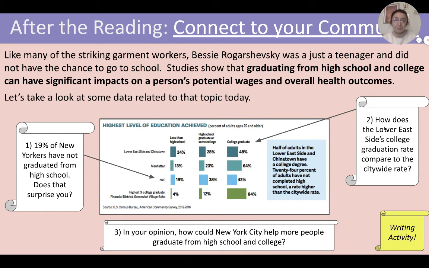The second one, how does the Lower East Side's college rate compare to the citywide rate? So we'd be comparing this up here with this blue one down here for New York City. And in your opinion, how could New York City help more people graduate from high school and college? So that would be your opinion. So the first 2, you're going to be looking at the graph. The last one would be your opinion.